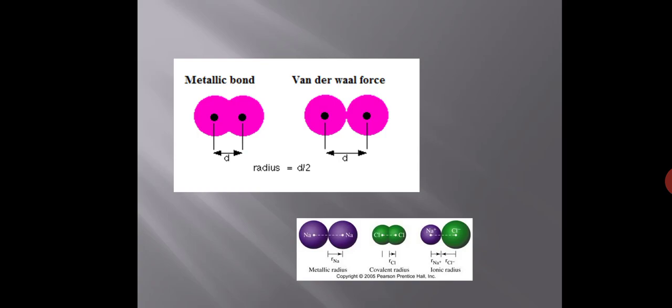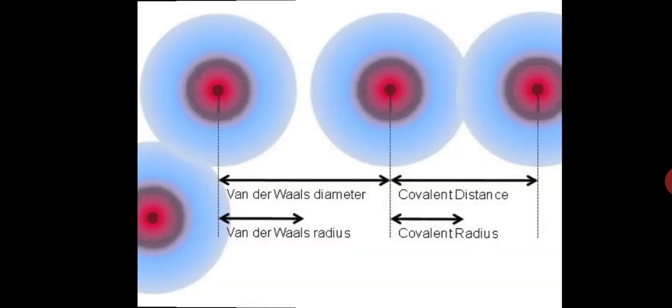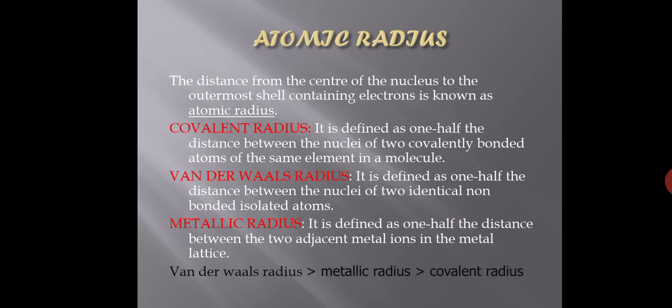So definitely, in both cases, we find the radius as half of the bond length. The definition is 1/2 of the distance between the nuclei of two covalently bonded atoms of the same element in a molecule. From between the two nuclei, you find the distance, and then you divide it by 2. Same thing for van der Waals radius also: you find the distance between the two nuclei and divide it by 2.